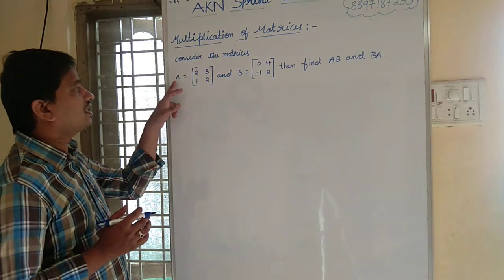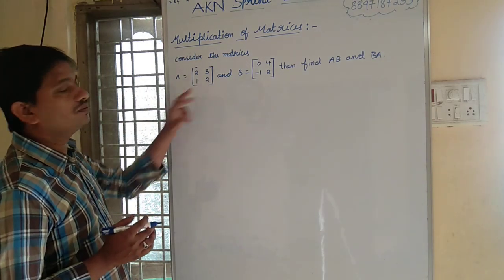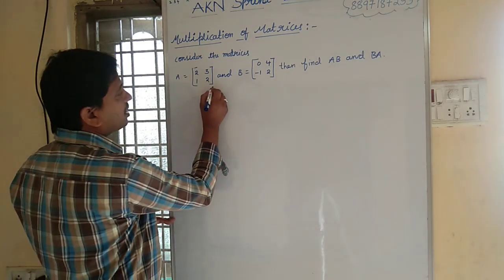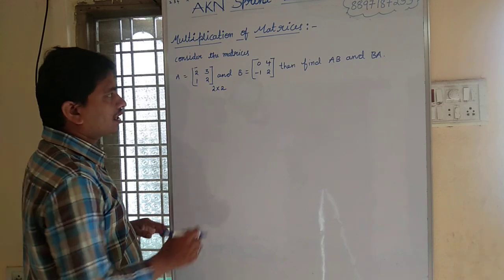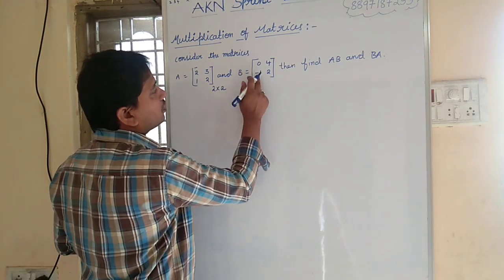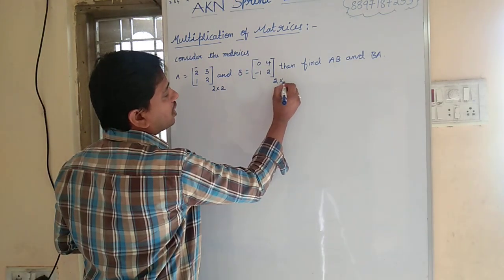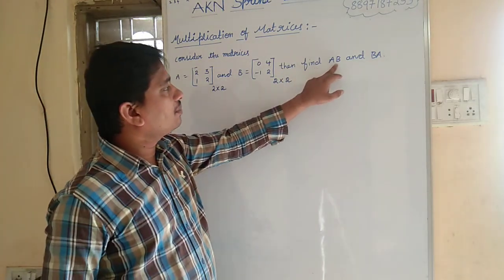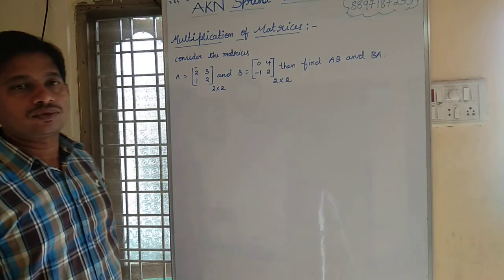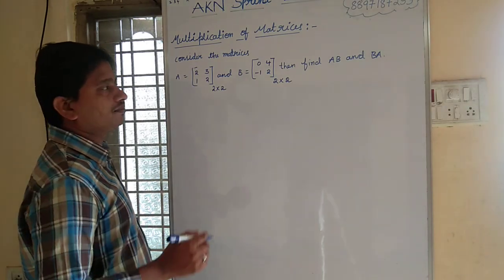Consider the matrix A equal to [2, 3; 1, 2]. What is the order of the matrix A? 2 by 2. Consider matrix B equal to [0, 4; -1, 2], whose order is 2 by 2. Then find AB and BA. How to find AB and BA?